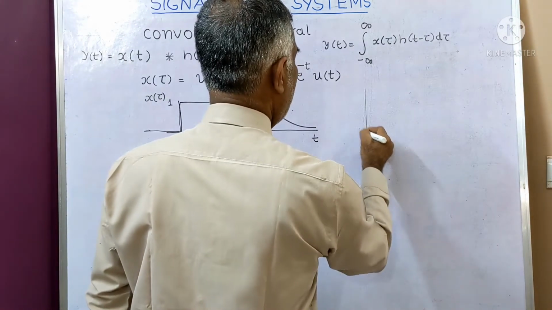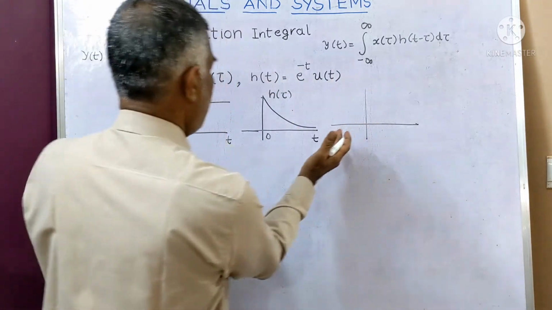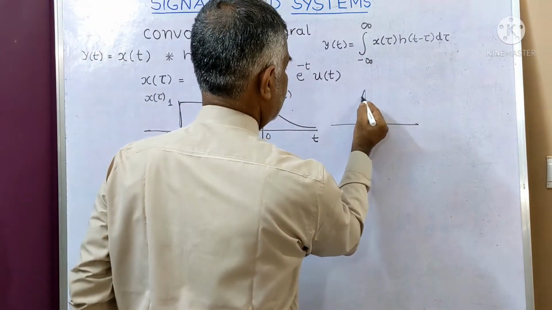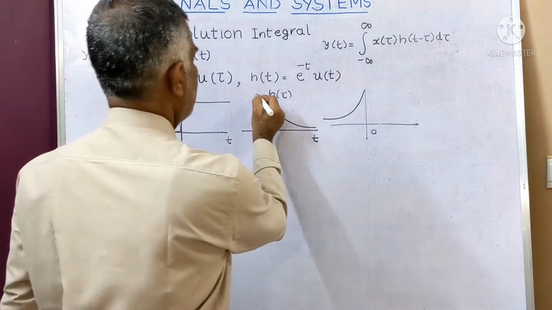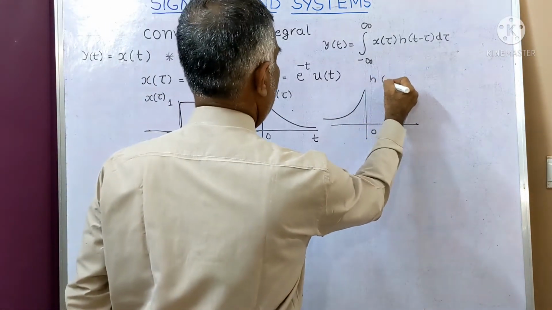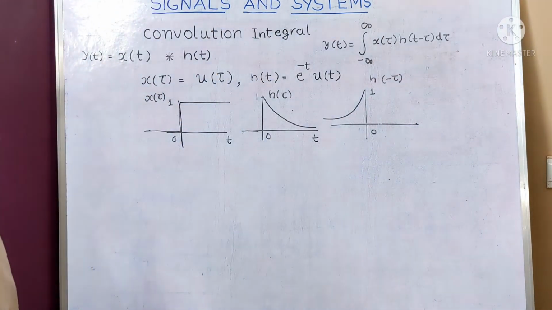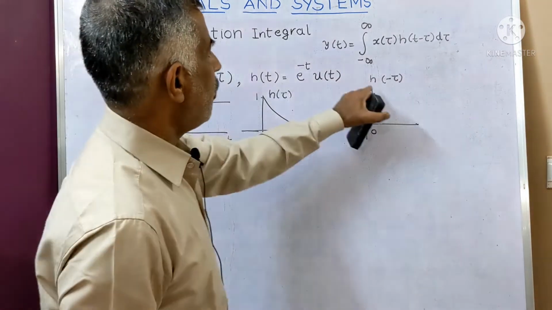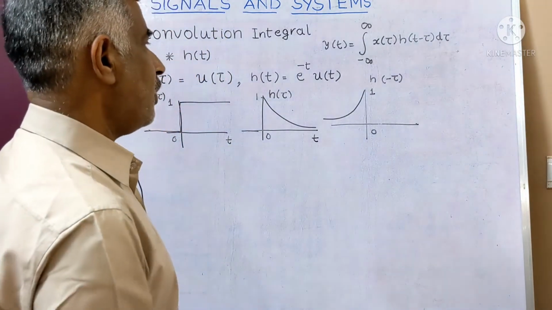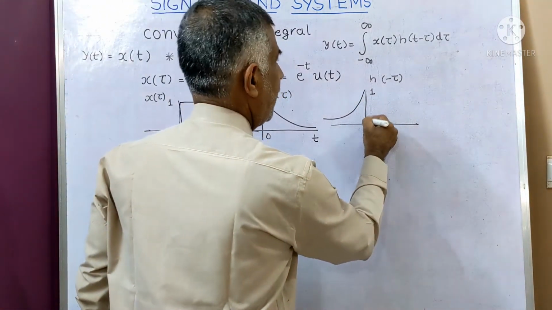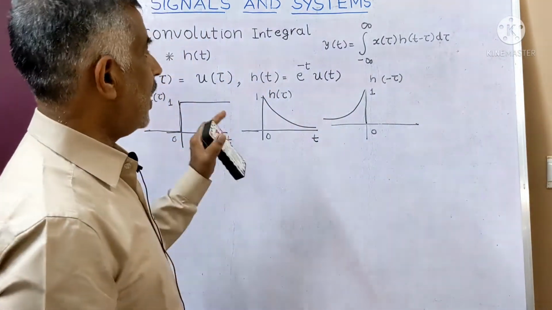The mirror image, if you take it, now it is like this. The mirror image overlaps this, then it becomes like this. So this is what is called h of minus tau. Now this is h of minus tau, but I still require h of t minus tau. To get h of t minus tau, we have to shift this waveform by t units to the left.